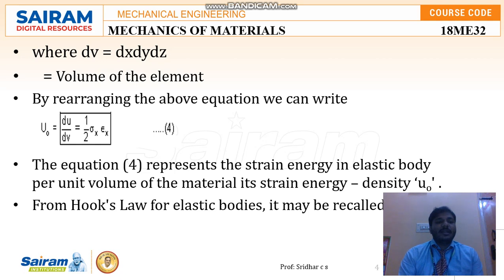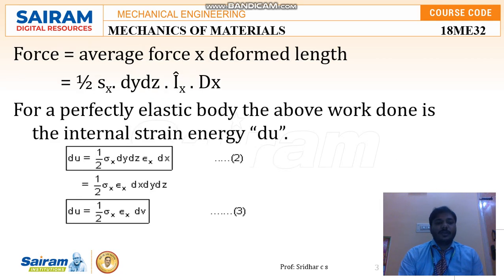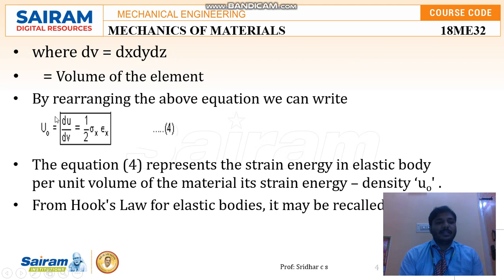Now by rearranging the above equation, what we got in equation 3, we can write that equation as u naught will be equal to dU by dV, which will be equal to half into sigma x into epsilon x. So equation 4 represents the elastic strain energy in an elastic body per unit volume of the material, which is the strain energy.